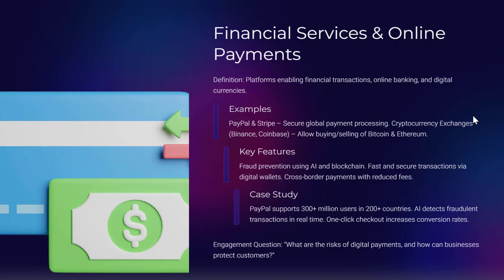And the key features of financial services and online payment include fraud prevention using AI and blockchain, faster and secure transactions via digital wallets, and reduced fees on cross-border payments. We will look at the case study of PayPal, which supports 300-plus million users in 200-plus countries. AI detects fraud in real time, and one-click checkout increases conversion rates.